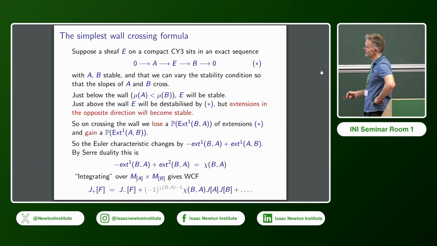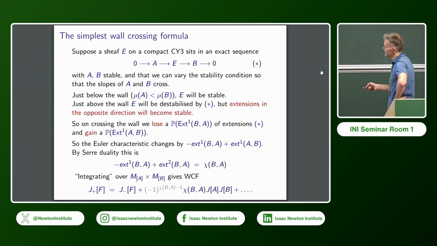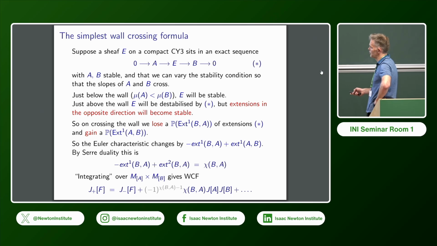And so what you find is the invariant, J stands for Joyce, the invariant changes above the wall, it equals its value below the wall plus the correction. The correction is given by this topological number times the Euler characteristic of the moduli space of A's times the Euler characteristic of the moduli space of B's.